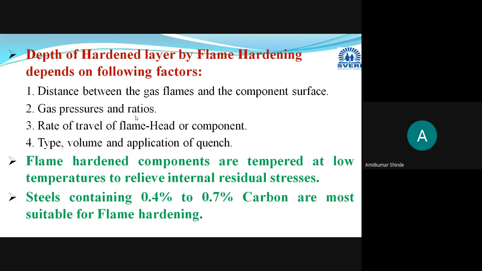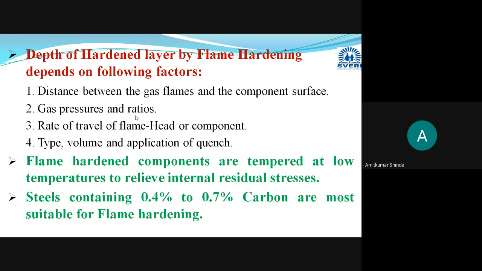And the fourth and very important point is which type of medium you are using for quenching, how much quantity or volume of that medium you are using, and how you are going to apply it, whether by the spraying method or the immersion method. Depending on that, the depth of the hardened layer will change.